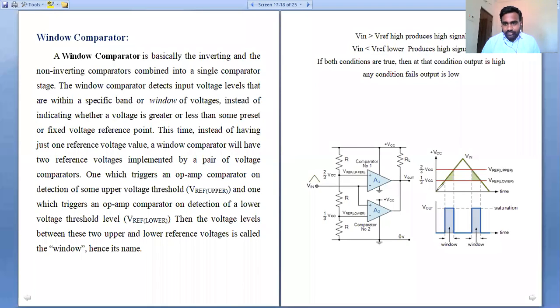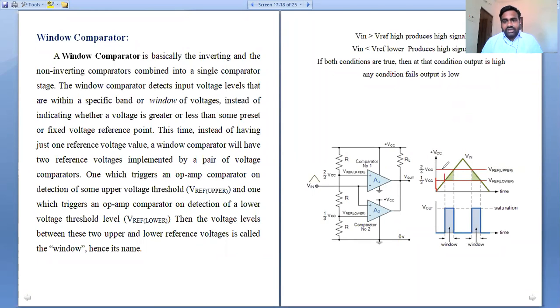At the first condition, see here, the input voltage, this triangular wave, is less than 1/3 VCC, and the input voltage is less than 2/3 VCC. So the second condition is correct: the input voltage is less than the lower threshold value. 1/3 VCC is the lower threshold value, and 2/3 VCC is the upper threshold value. The lower threshold value is represented with respect to V reference lower, and the upper threshold value with respect to 2/3 VCC.